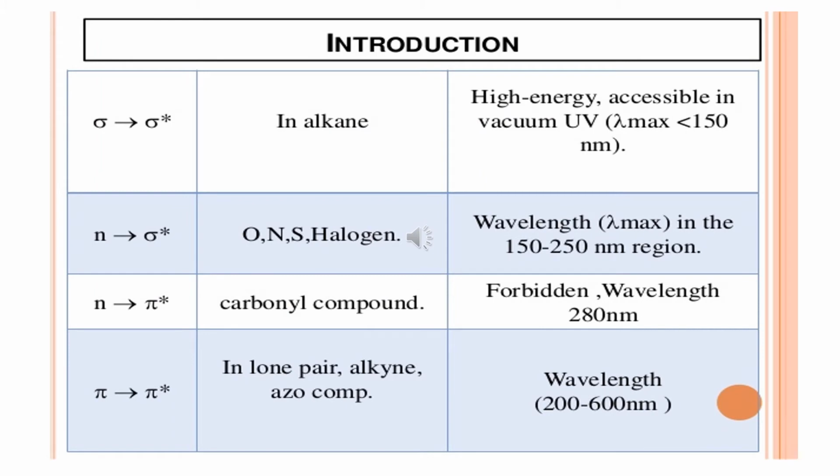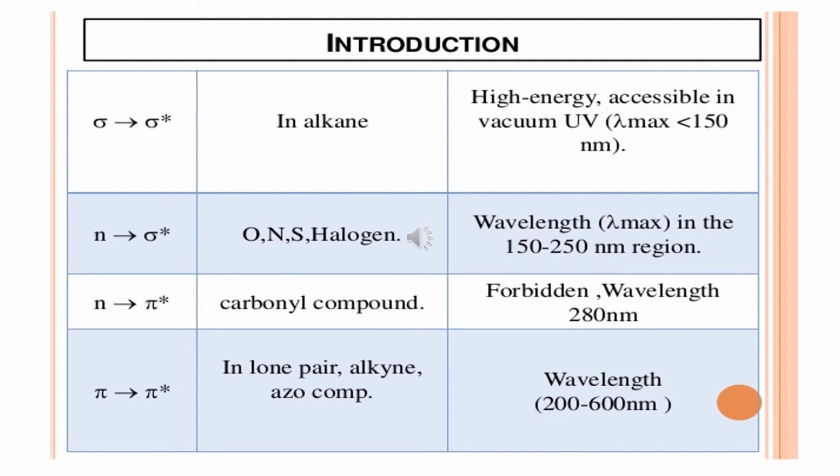Here is the introduction of electronic transition. Sigma to sigma antibonding in alkane: high energy, accessible in vacuum UV, lambda max is below 150 nanometer.